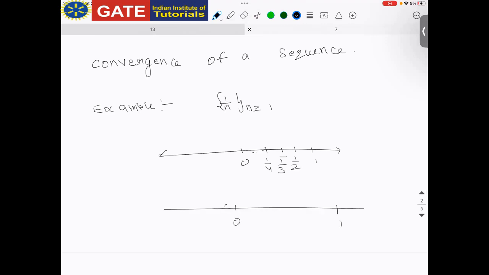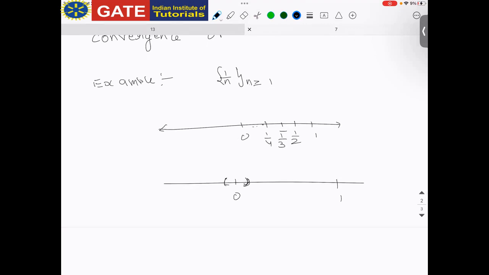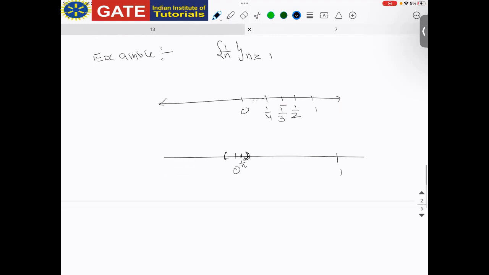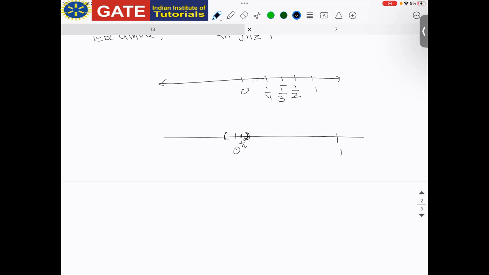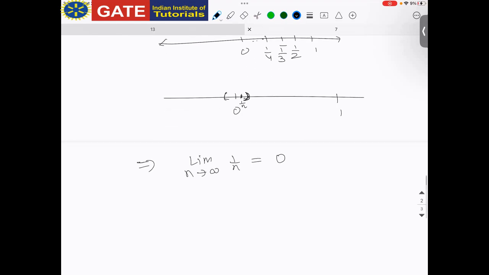Now, you take any neighborhood of 0, any interval around 0. For very great value of n, or for the larger value of n, your sequence will be inside this, right? Inside this neighborhood. No matter how small your neighborhood is, your 1 by n will be inside this interval, right? So then we write limit n tends to infinity, 1 by n is equal to 0.